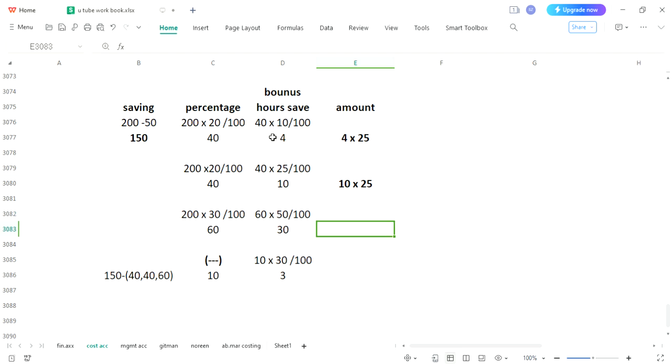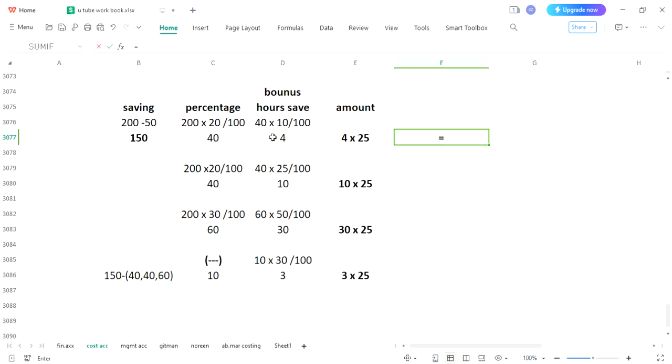For the next step, the hours were 30 and you need to multiply by the per hour rate of 25. And for the last step, the hours were 3, multiply it with the 25 per hour rate. So in this way, we have selected 4 categories to give the bonus.